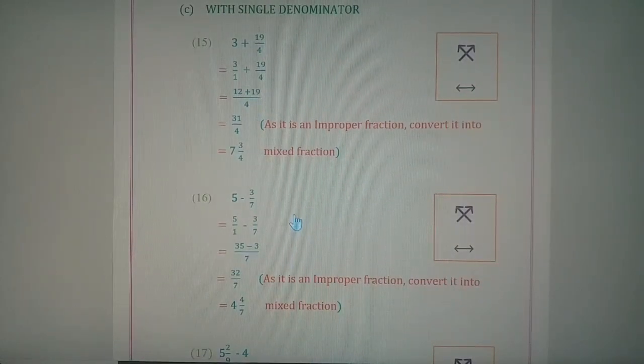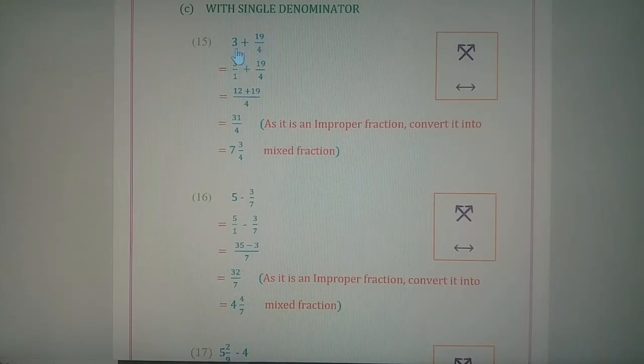We go to the next example of addition of fractions, where an integer and a fraction are added, so there is only a single denominator here. So how to solve such a sum where an integer and a fraction are added? So we see an example.